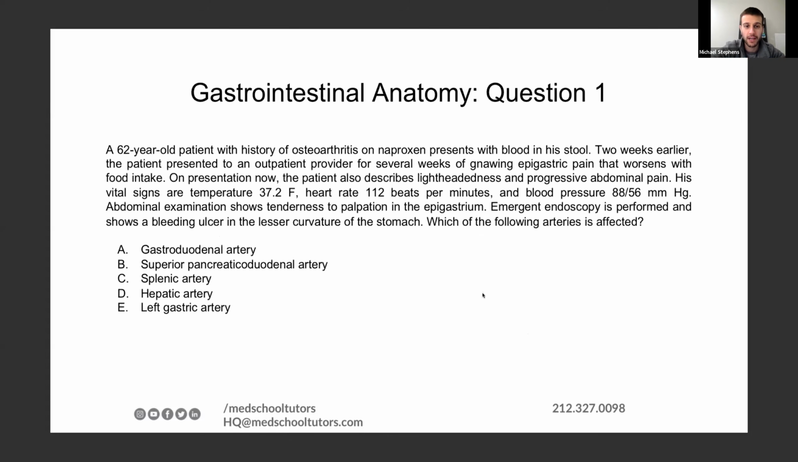So we're going to apply a little bit now and dive into this next question. And again, I like the strategy of starting with the question itself. Which of the following arteries is affected? We need to identify a diagnosis and then what might be driving that diagnosis. So we have a 62-year-old patient with a history of osteoarthritis on naproxen, presents with blood in his stool. Two weeks earlier, the patient presented to an outpatient provider for several weeks of gnawing epigastric pain that worsens with food intake. So I'm going to pause right here.